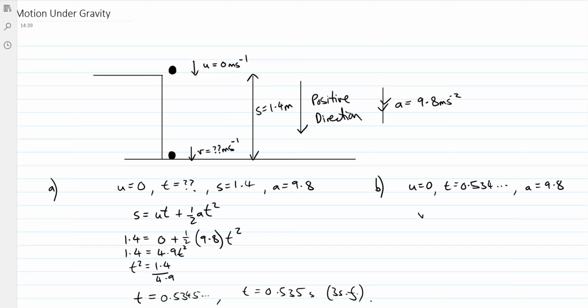So V equals U plus AT. Sub in 0 for U, A is 9.8, and T is the value we've just found. Use the exact value, put that in your calculator, and you should get 5.238. So 5.24 meters per second when it hits the floor to 3SF. That's question 1.